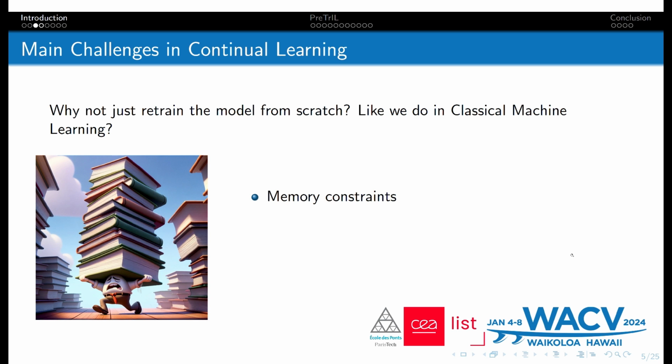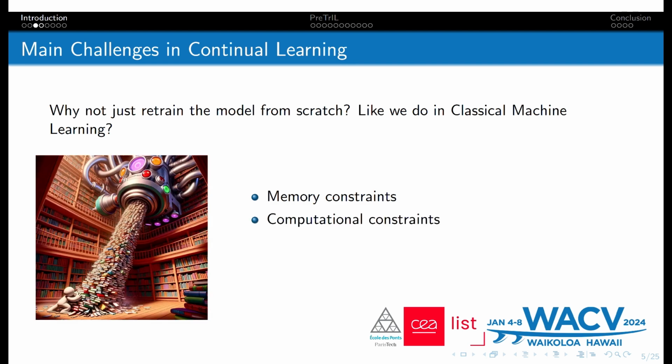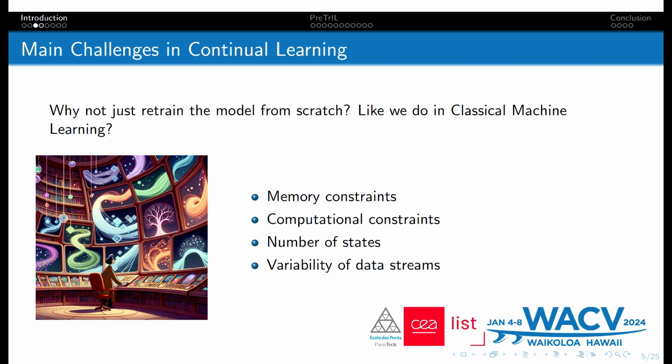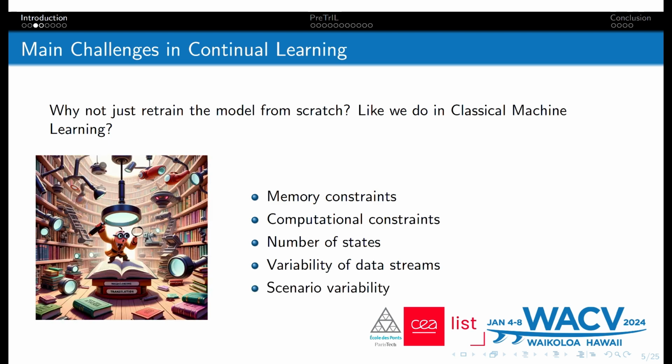So the first question that we can ask ourselves is, why can't we just retrain the model from scratch like we do in classical machine learning? The first reason is because of memory constraints. Then you also have computational constraints. Finally, the number of states that we want to include in our model is also a great challenge. And finally, the variability of data streams plays a big role, including the scenario variability.